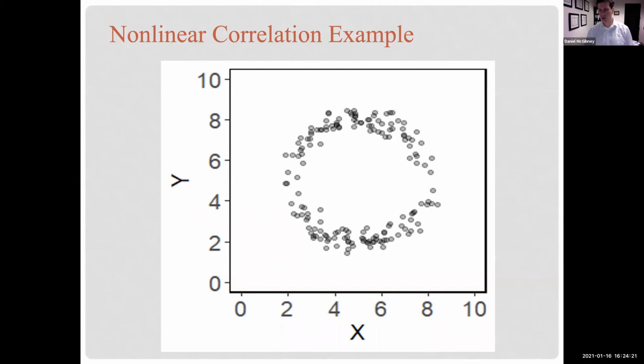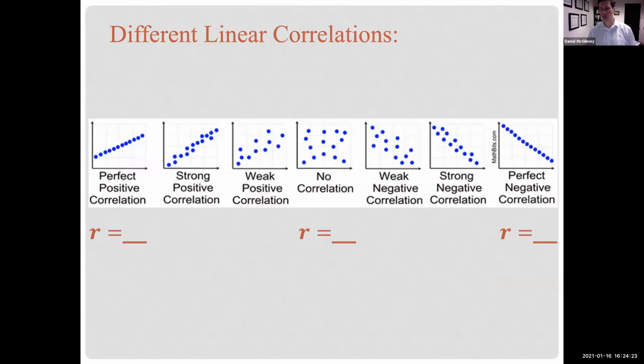To give you some more intuition as to what the values of R will be for different scatter plots, let's look at a perfect positive correlation as depicted in the scatter plot on the far left. That would give us an R value of 1. If we had a positive correlation, we would get some value between 1 and 0.